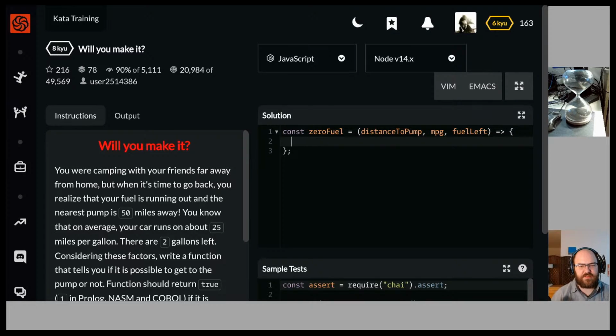So let's, as an example, 50 miles to pump, 25 miles per gallon, 2 gallons left.